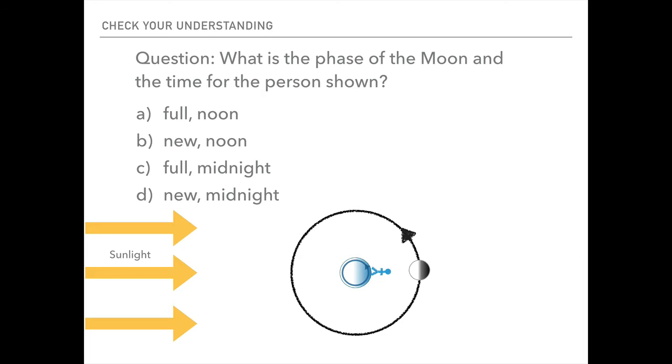Before we continue, check your understanding by answering this question. For this diagram, what is the phase of the moon and the time for the person shown? Is the person seeing a full moon at noon, a new moon at noon, a full moon at midnight, or a new moon at midnight?